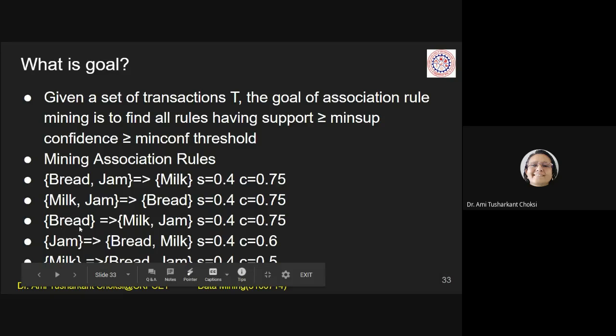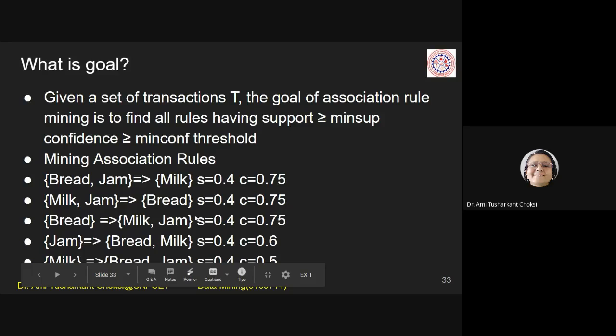Here you can say bread implies milk and jam. Bread implies milk and jam is 0.4 and 0.75. That is, support is 0.4 and confidence is 0.75.